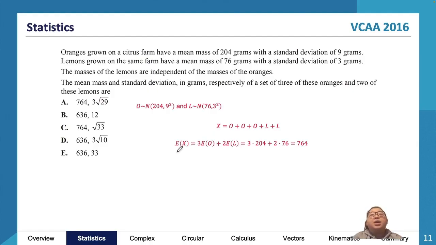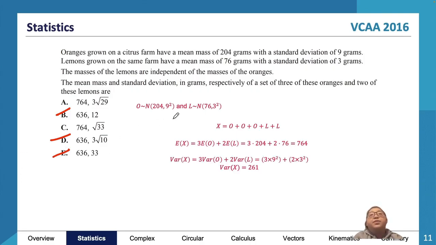So what we'll get is that E of X will equal 3 E of O plus 2 E of L, which is just 3 times 204 plus 2 times 76, which works out to be 764. And right away we can rule out a couple of the options here, because we can see already three of the options are not going to work. So we have a 50-50 chance of getting this correct.